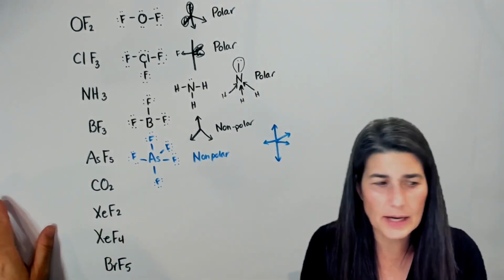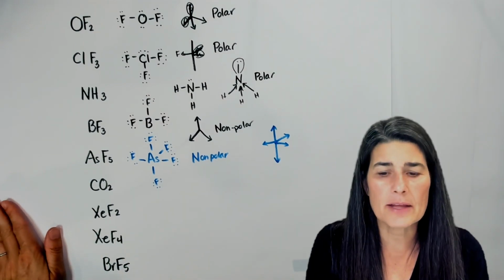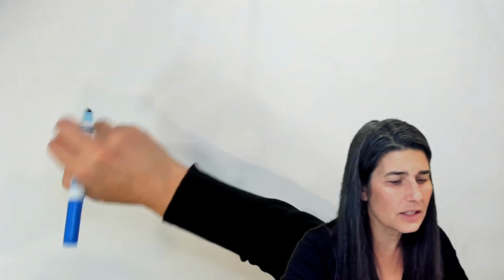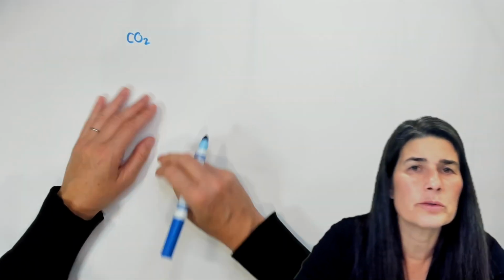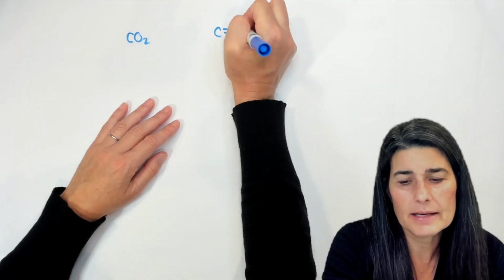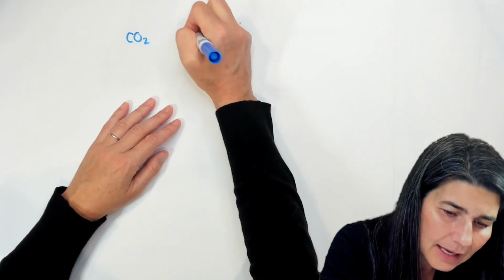Okay, it looks like I'm running out of room a little bit, so I'm going to grab another sheet of paper. And let's go ahead and do carbon dioxide, CO2. If you draw the Lewis structure for carbon dioxide, it looks like this.